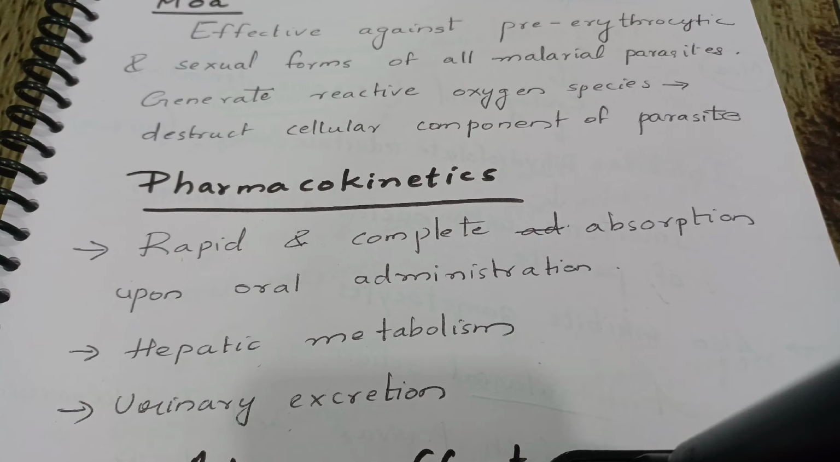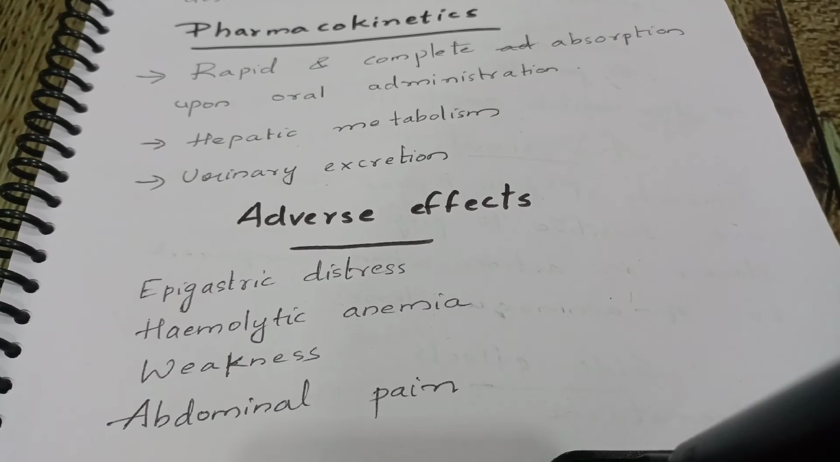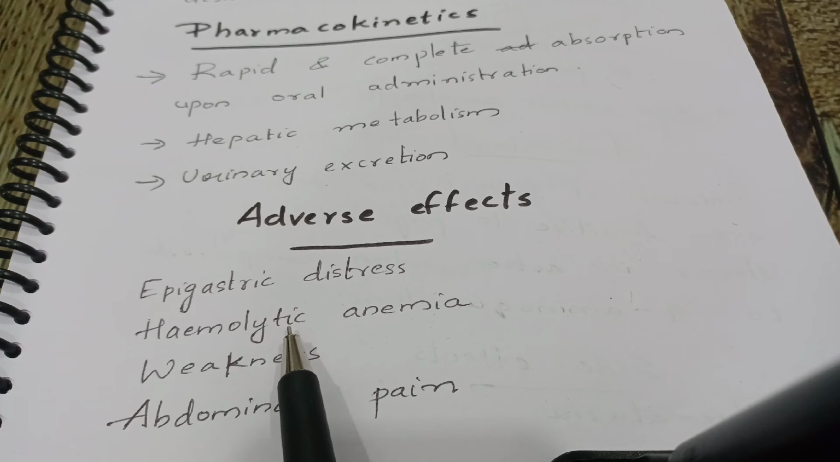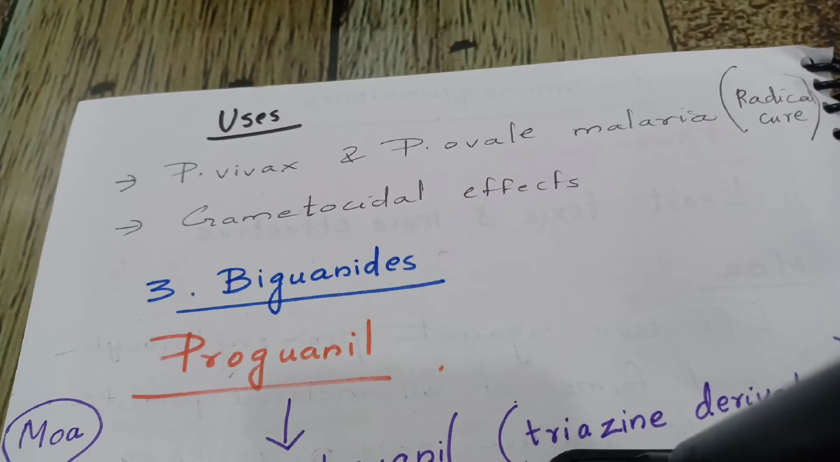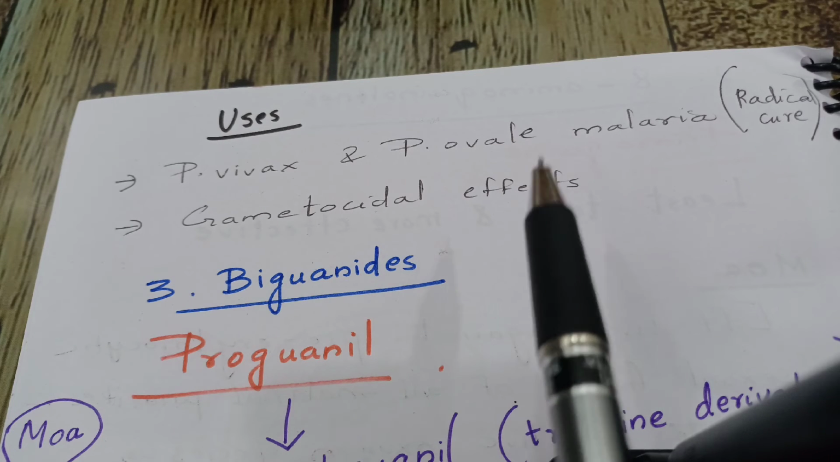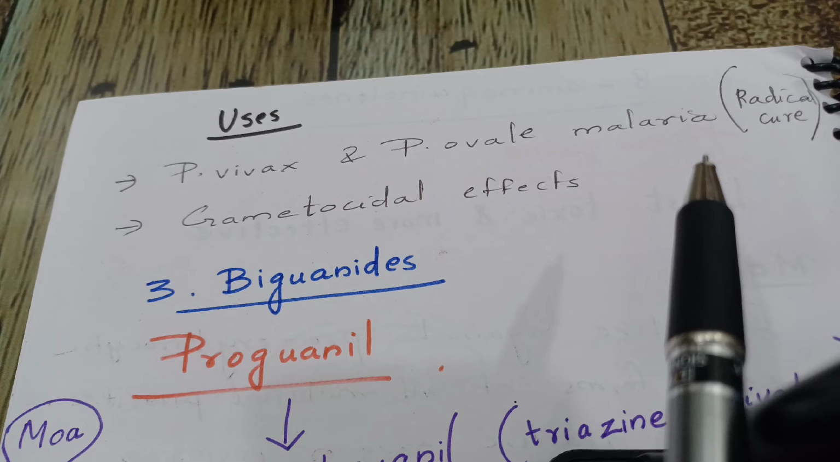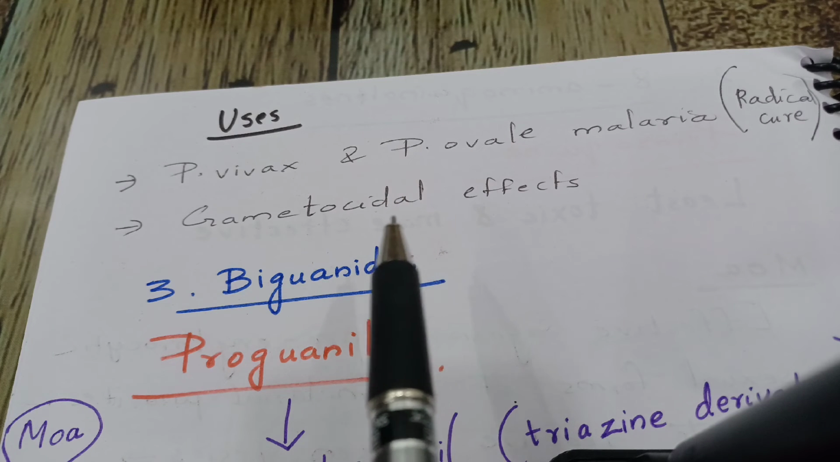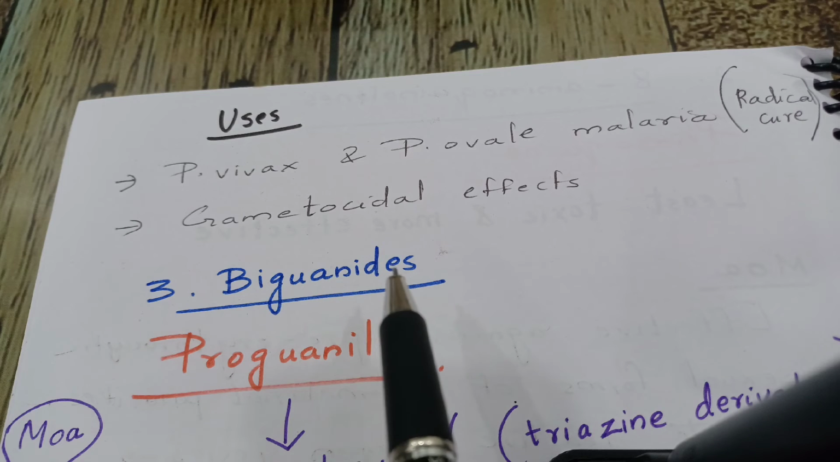The following are the adverse effects. There may be epigastric distress, hemolytic anemia, weakness, abdominal pain, etc. The uses of primaquine are: it is a radical cure of P. vivax and P. ovale malaria. It has gametocidal effects. Now moving on to the next class of drugs, it is biguanides.